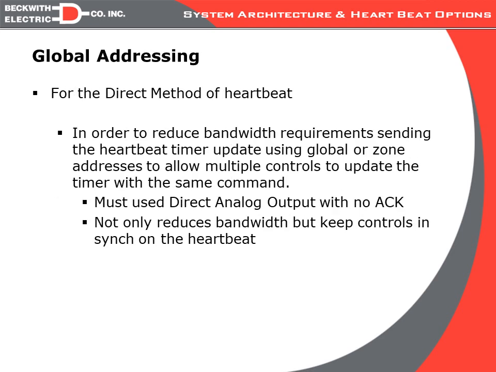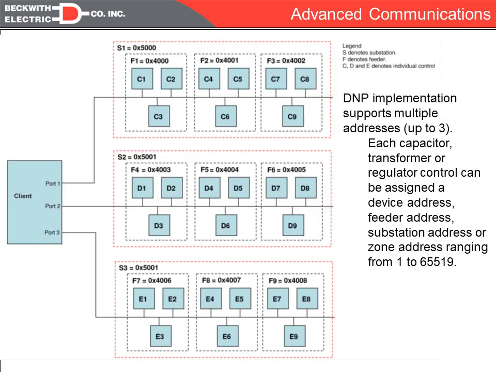So one of the ways we can get around that additional bandwidth requirement is to go with a global addressing scheme. So DNP has global addressing built into it, but some vendors also built in multiple global addresses. So in the case of these controls, we can program 3 different addresses into the same control. I can program the unique control address, but then I can also assign it a separate feeder address, and as a third address, the substation address.